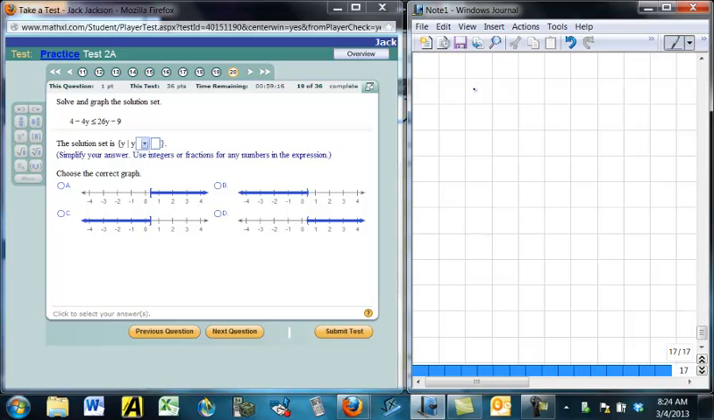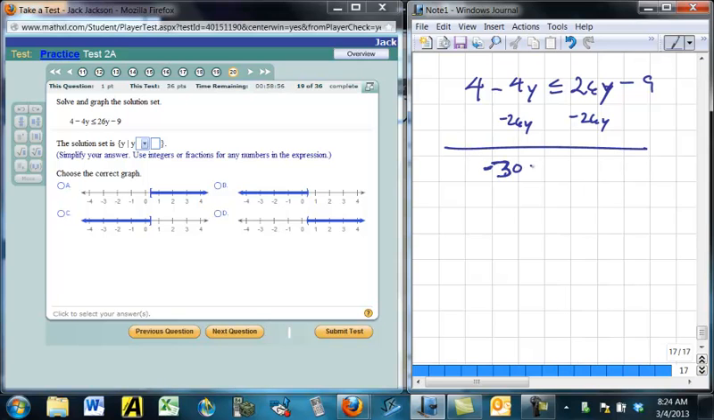Okay, similar one here. 4 minus 4y less than or equal to 26y minus 9. We want to solve for y. So I'm going to add a negative 26y to both sides. It's going to give us a negative 30y over here. We're going to add a negative 4 to both sides. That gives us negative 13. Now when I divide by a negative, it's going to reverse this to a greater than. So the two negatives are going to cancel, and I'm going to get 13 over 30.